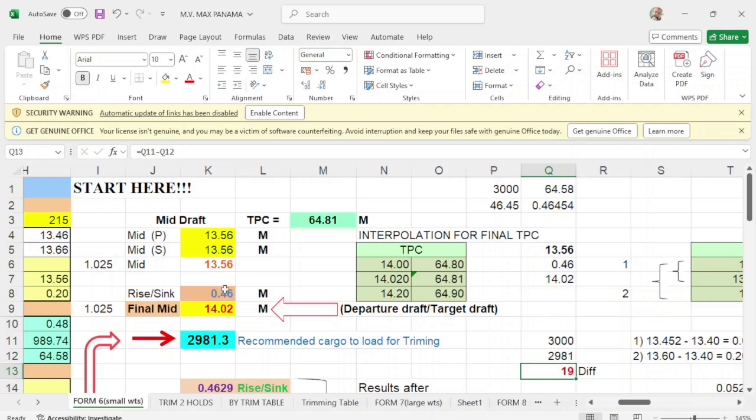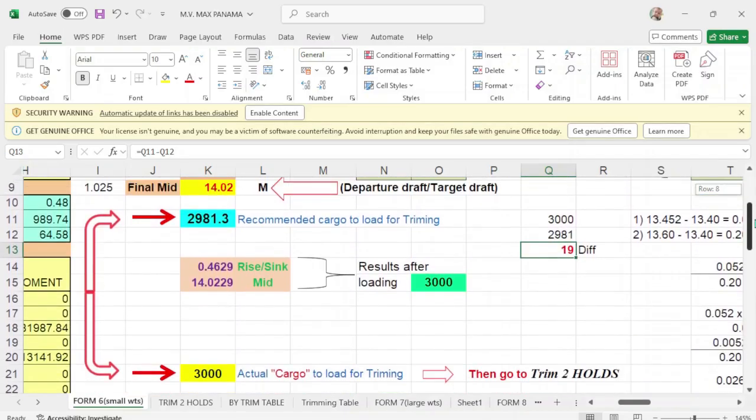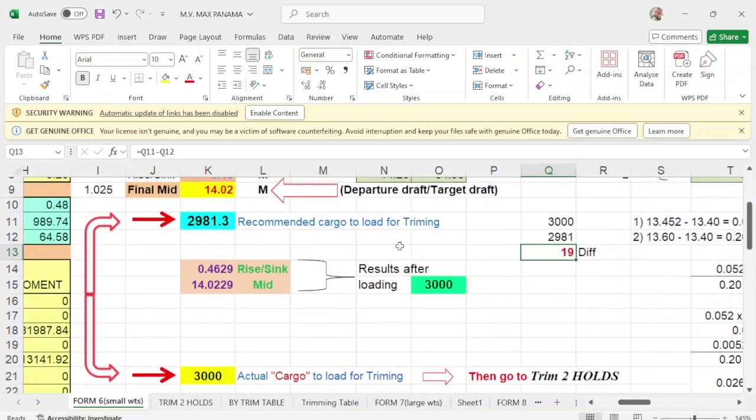From this sinkage of 46 centimeters, you are short of 19 metric tons. Okay, but this is the recommended cargo to load to reach this 14.02. So let's proceed, guys, to show you how accurate this program is. Since this recommendation cargo for trimming is 2981, so you put here 2981. Okay, to run it up, press enter.